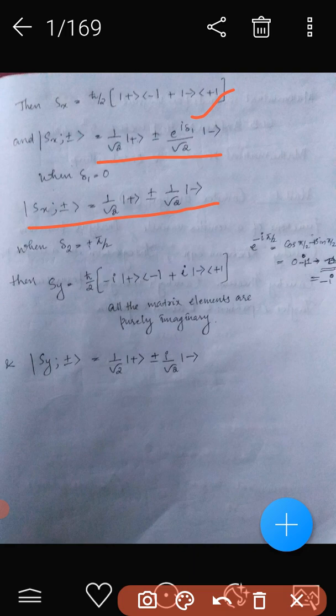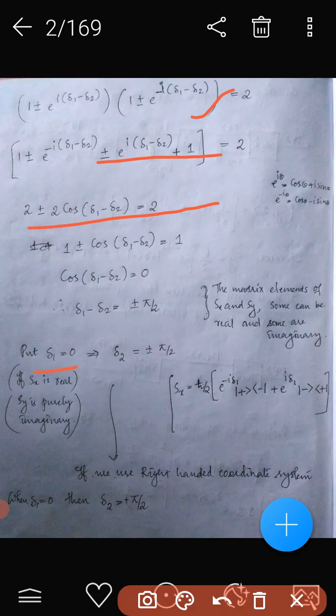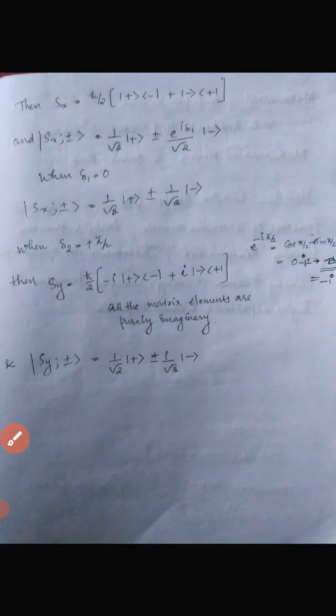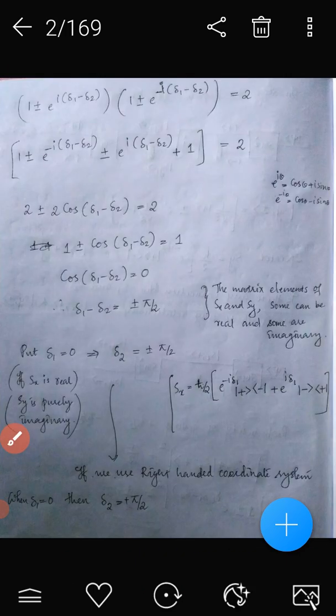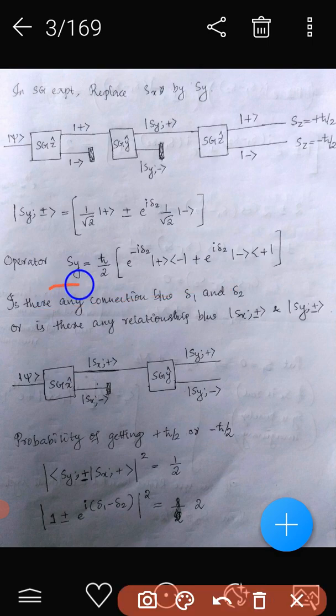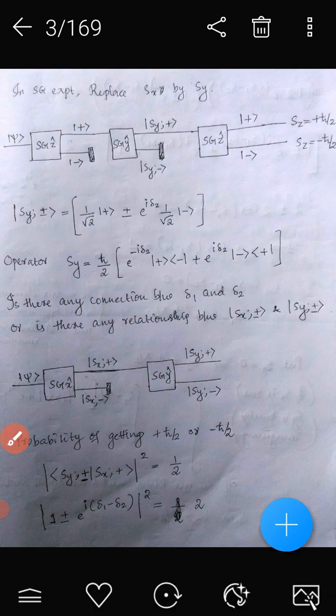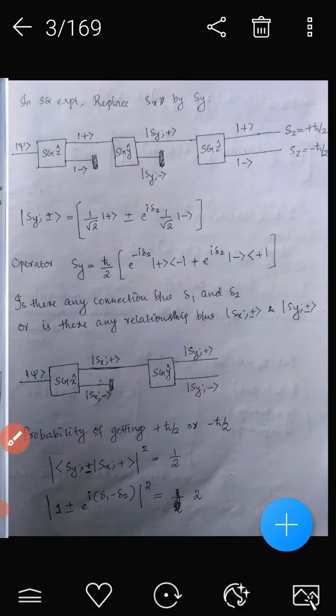Then the second one: we are putting delta 1 is equal to 0 and delta 2 is equal to pi by 2. Again, what is Sy? This is the operator Sy. Here delta 2 appears, and in the Sy plus or minus ket vectors, we can put the value of delta 2 as 0 in both these cases.